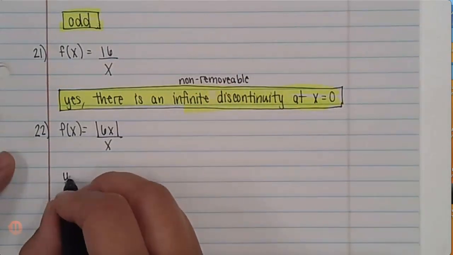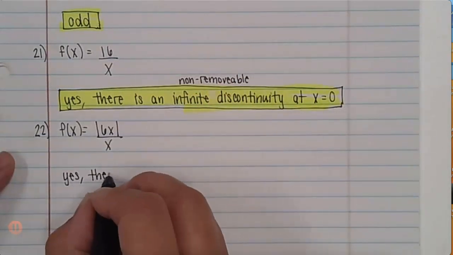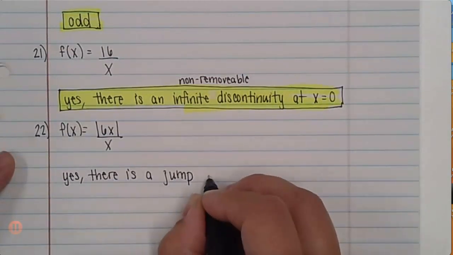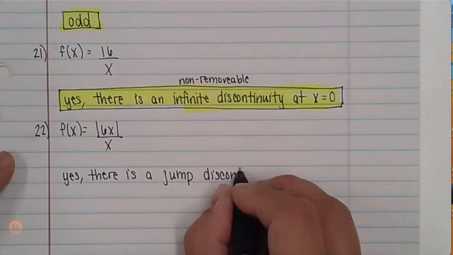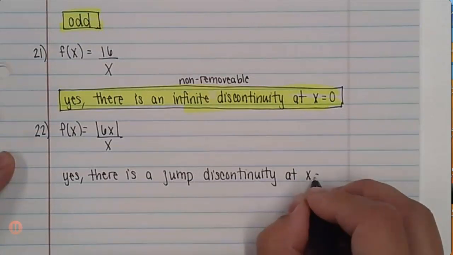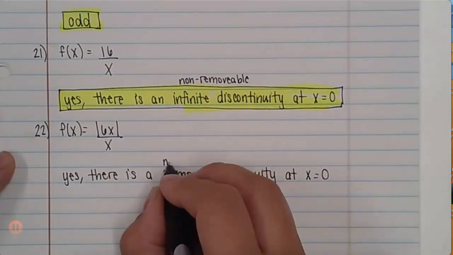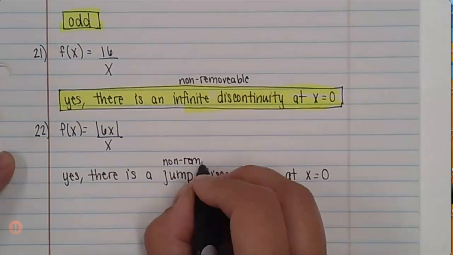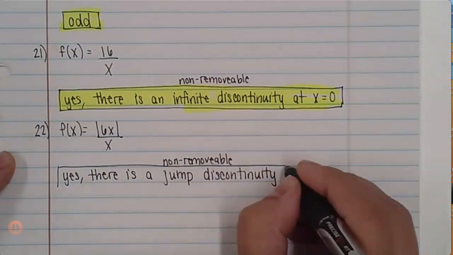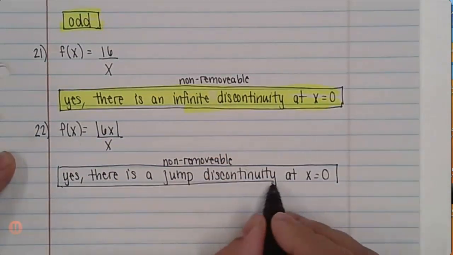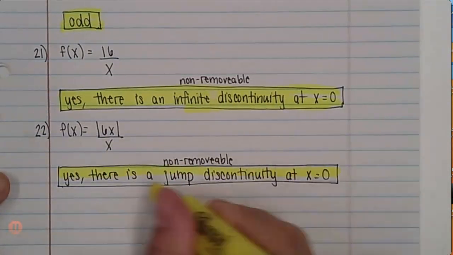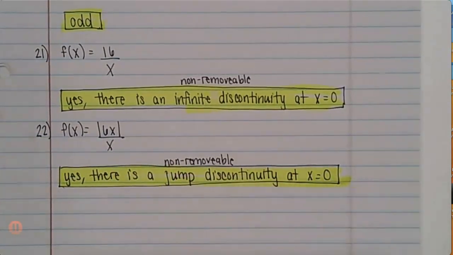So here, yes, there is a jump discontinuity at x equals 0, and that is non-removable. All right.